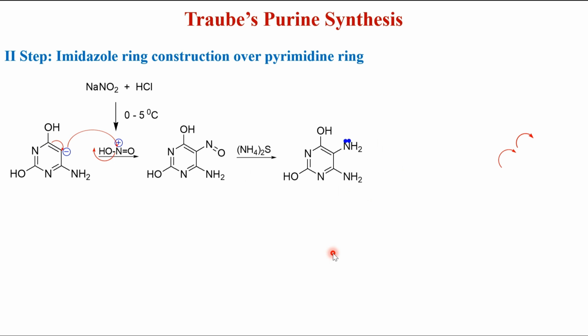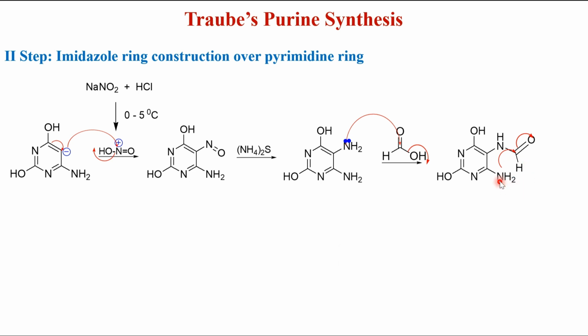There are lone pairs of electrons and I have to add a carbon that should be bonded with both these nitrogens, and I get an imidazole ring system. To add carbon, I'll treat with formic acid. This is an electron rich center and the carbonyl carbon is an electron deficient center. Electrons attack the carbonyl carbon and OH gets kicked off. What will I get? N-C double bond OH.